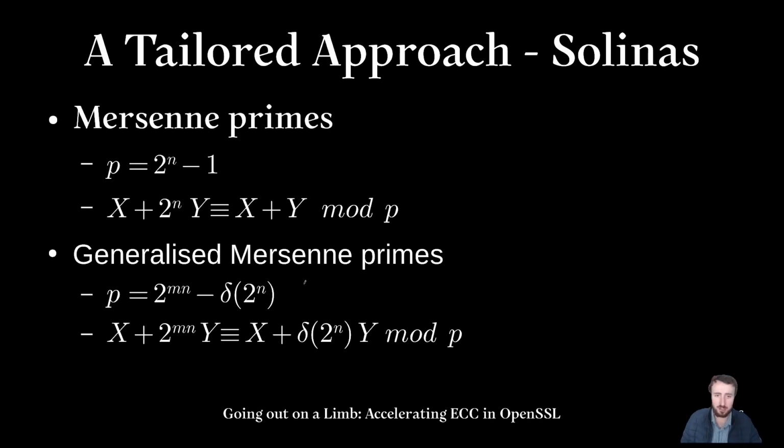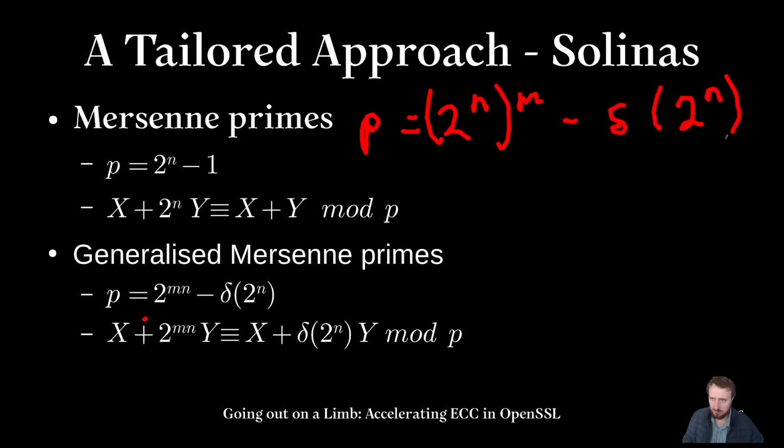Now there is a more generalized case of Mersenne primes, and here's a bit of a hand-wavy definition for it. With generalized Mersenne primes, we're going to think in polynomials now. So basically they have a particular form. The prime can be described as a sort of polynomial in 2 to the power n. So let's have a look at that. p is equal to (2 to the n) raised to the m, minus some delta of 2 to the n. You'll see that Mersenne primes are also examples of generalized Mersenne primes, because in the Mersenne prime example, our delta is just 1. It's always just 1.